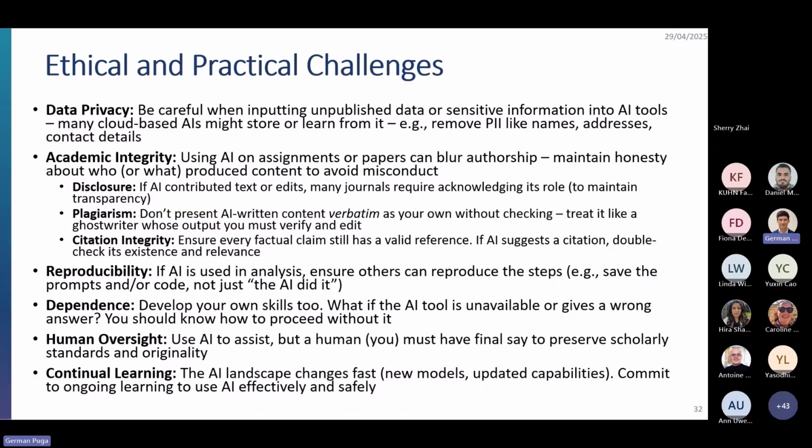Reproducibility, is that a new thing in the AI? Or is it that the reproducibility crisis exists already regardless? Maybe it just explodes it or amplifies it a little bit more. Dependence, you still got to use your own skills, your own brain, your own thinking, critical skills and thinking. So what if it's unavailable or gives a wrong answer? You need to know how to proceed without it as well, and rely on the expertise of your colleagues, your supervisors and so on.